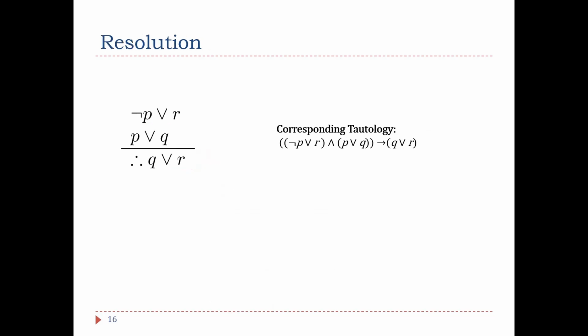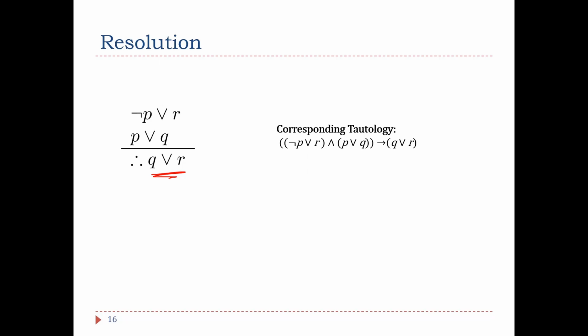The last one is the resolution rule. It says that (not P or R) and (P or Q) is equivalent to Q or R. Maybe it's shocking at first, but I have two words to say about it. The first one is how can you detect that you have such a pattern, and the second is how to apply it.